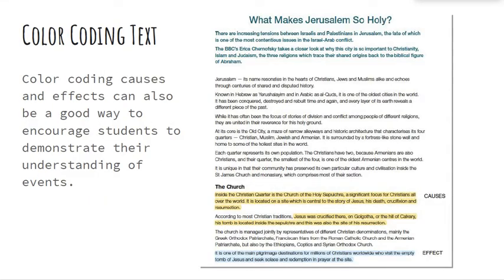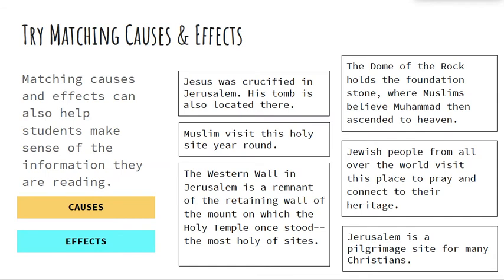Color coding text. Color coding causes and effects can also be a good way to encourage students to demonstrate their understanding of events. Students can also use the labels cause and effect to arrange cards with information on them according to what they believe to be the cause and effect.